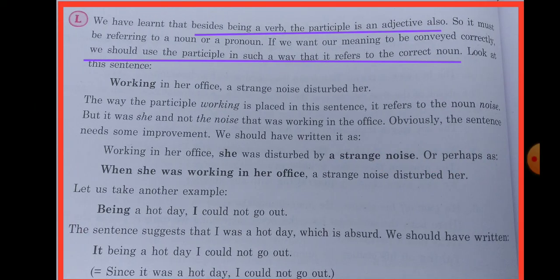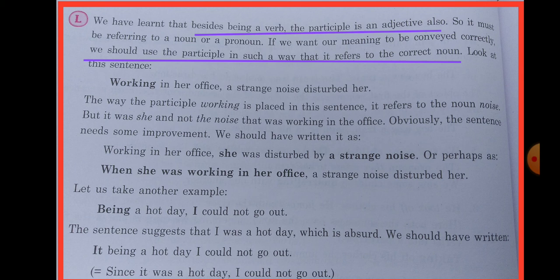We have learned that besides being a verb, the participle is an adjective also. But we have to remember that the adjective which is indicating a noun should be written along with that noun of which it is being used. Like, "Working in her office, a strange noise disturbed her."